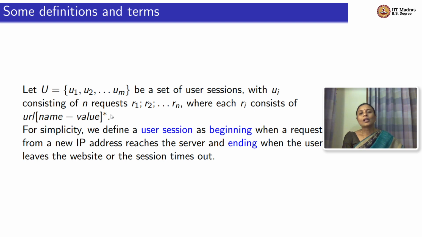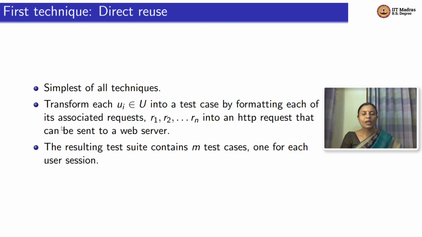So assume that we have a set of user sessions, let's say M of them, and each user session consists of a series of requests, let's say some N of them. Each request either asks for a simple URL or submits one or more sets of values through a form. So that's what user session data is. We say a user session begins when a request comes from a new IP address and reaches the server, and it ends when the request leaves the website or the session times out.